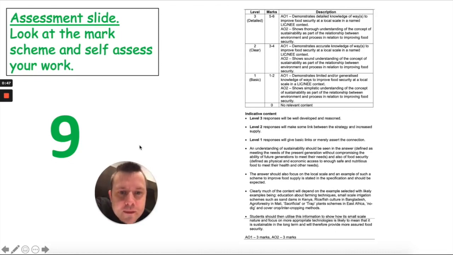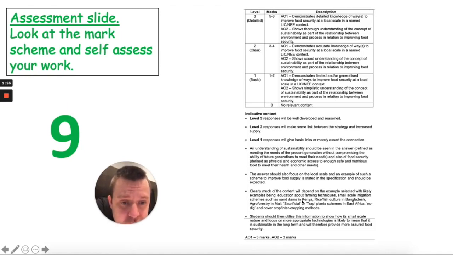Now, if we move down to here, an understanding of sustainability should be seen in the answer. There's a definition there. You could write the definition of sustainability again in this answer. The answer should also focus on the local scale of an example. So the local scale is small villages in the Makueni County area of Kenya, the LIC. Now, it depends on which example you use.